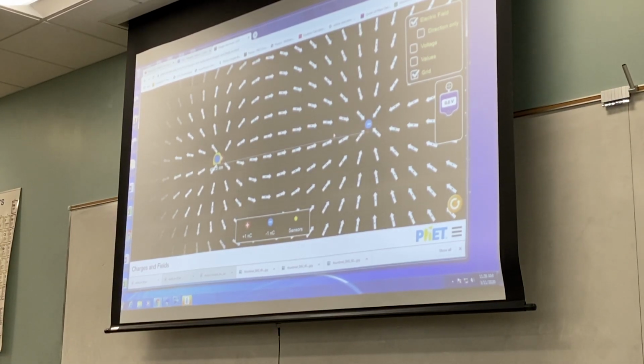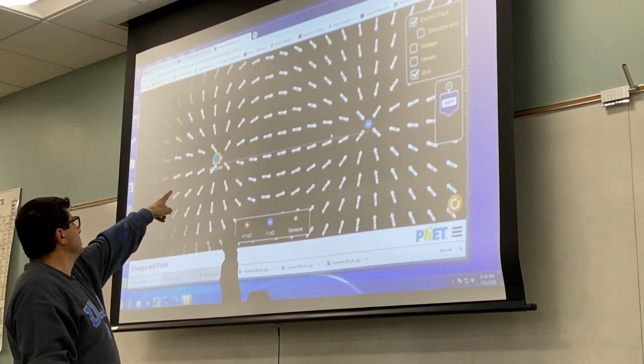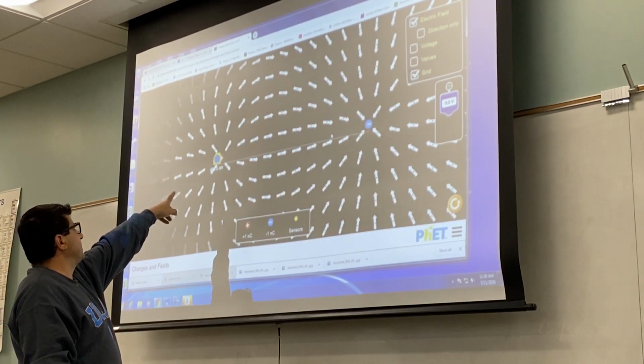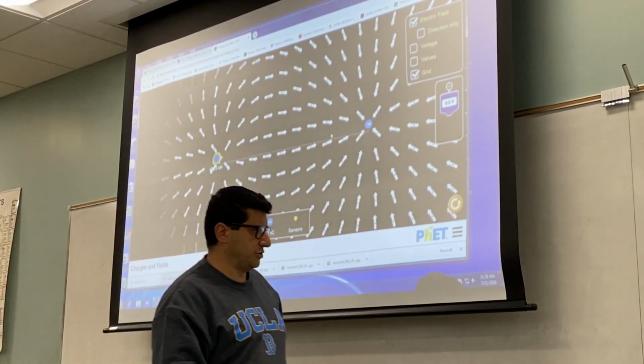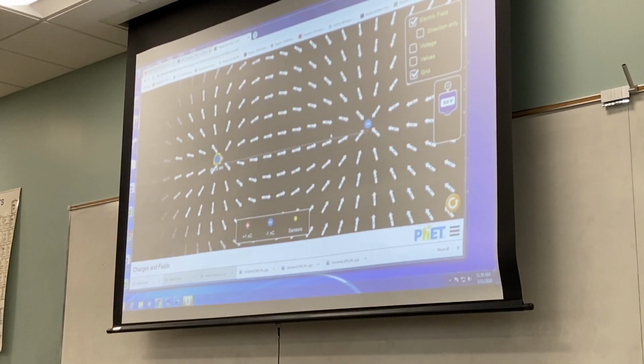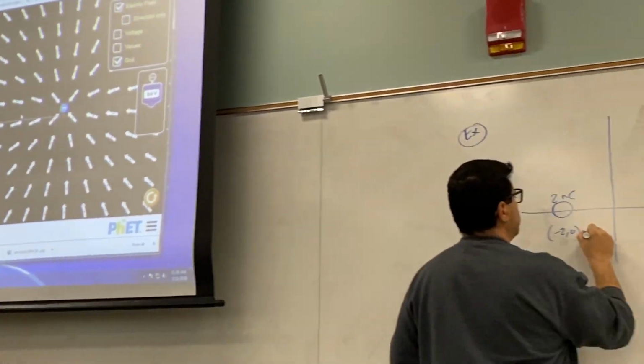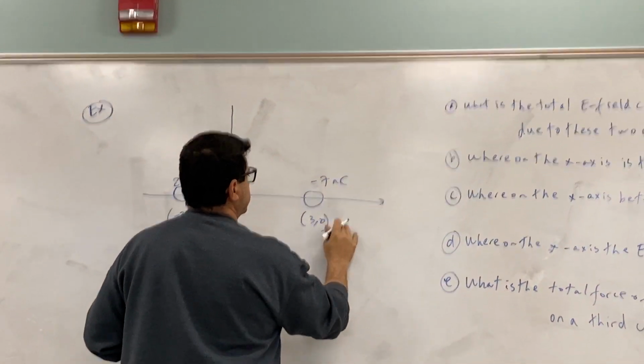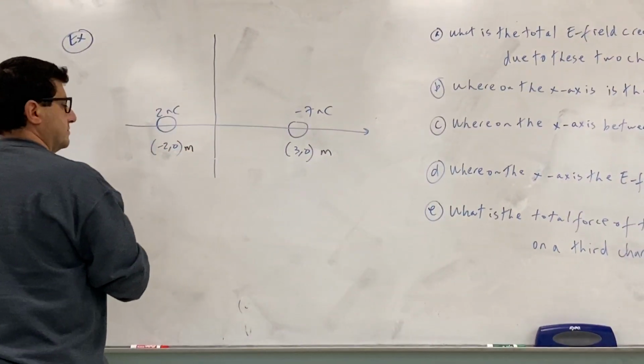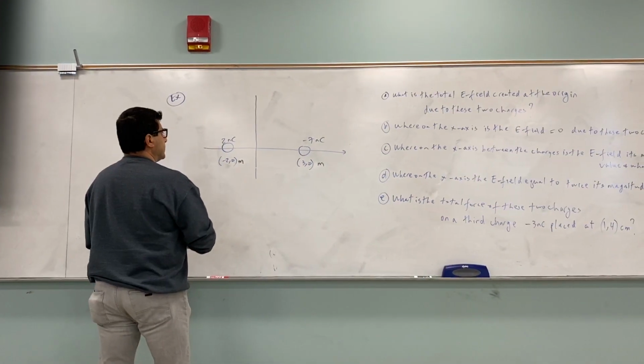In our case, the origin will be what? 2 centimeters. Oh, you know what? Since this is actually 500 centimeters, we could change this to meters, and it'll be exactly like that.